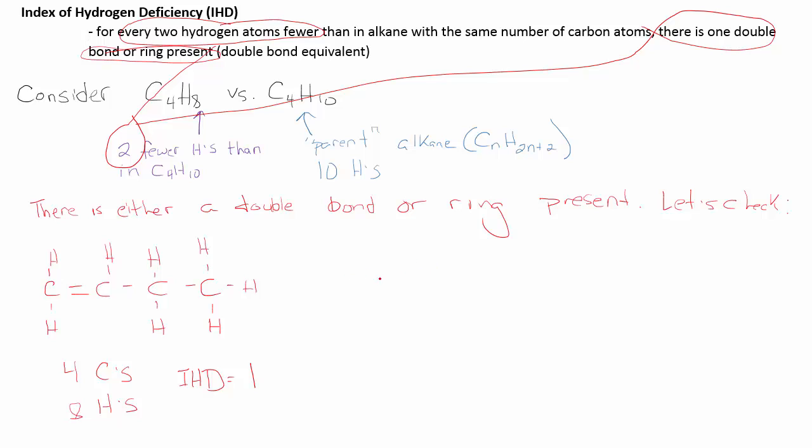Right? I could also look at potentially a ring structure. So I could put the 4 carbons in a cyclic type environment. Right? Again, so long as each carbon has 4 bonds, right? Each hydrogen has 1. Say there's 4 carbons, 8 hydrogens. This molecule also has an index of hydrogen deficiency equal to 1.